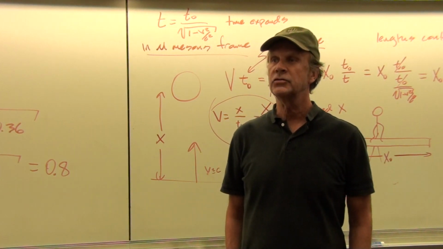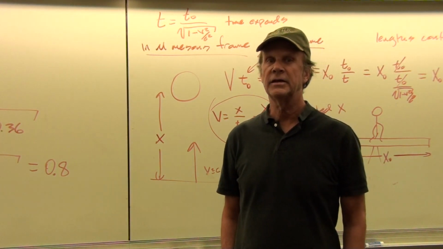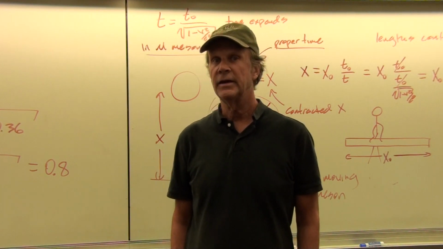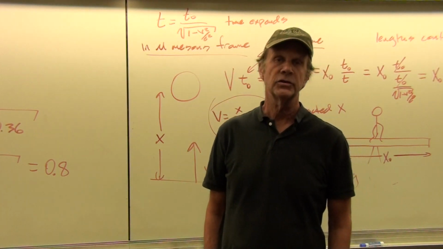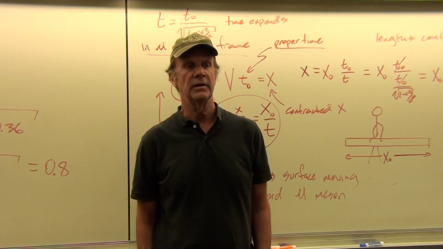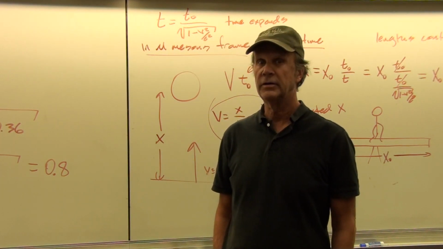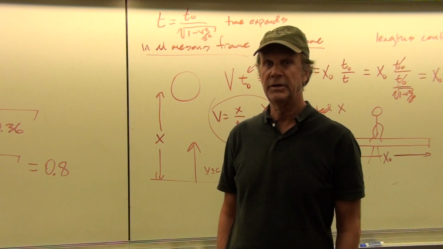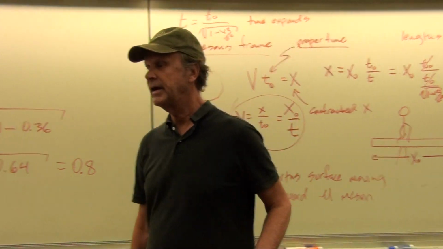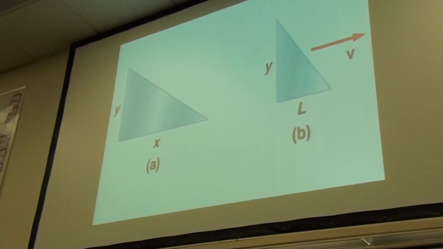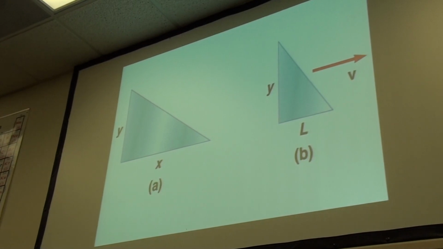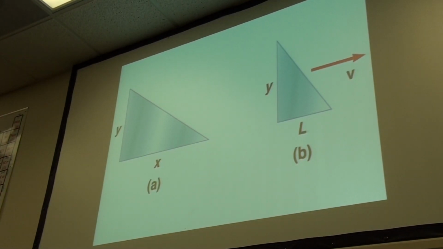So if lengths contract, does it mean they contract in all directions? The answer is no. The contraction only takes place in the direction of motion. Okay, and so if for a moment we look up at the data projector, we can see what would happen if a triangle moved to the right.